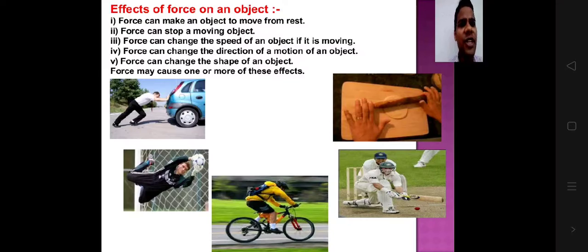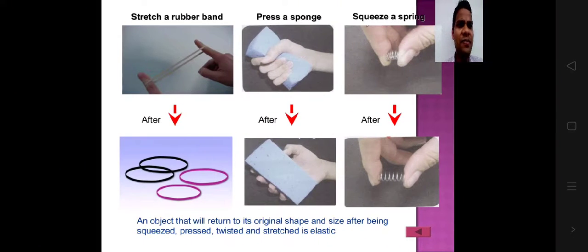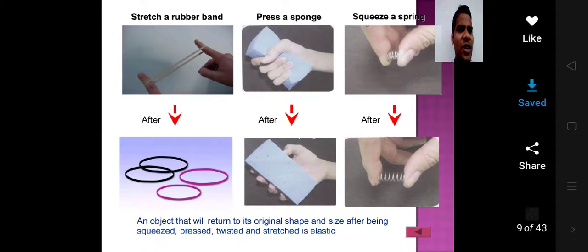And now moving ahead further, these are different examples. You stretch a rubber band. Now it's up to you to decide what are the different effects which are caused. You are pressing a sponge, squeezing a spring, all these things. This is nothing but you apply force and there is change in the shape of the object. Now there is something called the property of elasticity. Elasticity is when you apply force on the object and remove the force, the object regains its original shape. Then you say that the object has got elasticity. If it is not returning to its original shape, you say it's inelastic.